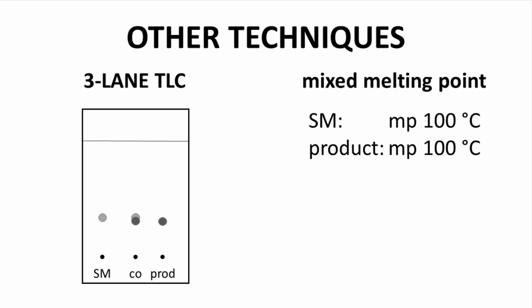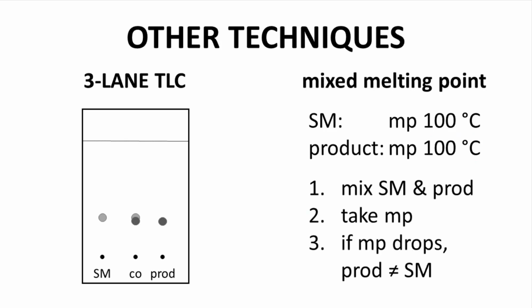You can do the same thing with compounds that have similar melting points. Let's say the starting material and product of our reaction are both white solids with melting points of around 100 degrees Celsius. Many organic molecules fit this description or have nearly identical melting points. If you have a white solid with a melting point of 100 degrees, you might question whether you got the product or recovered the starting material.